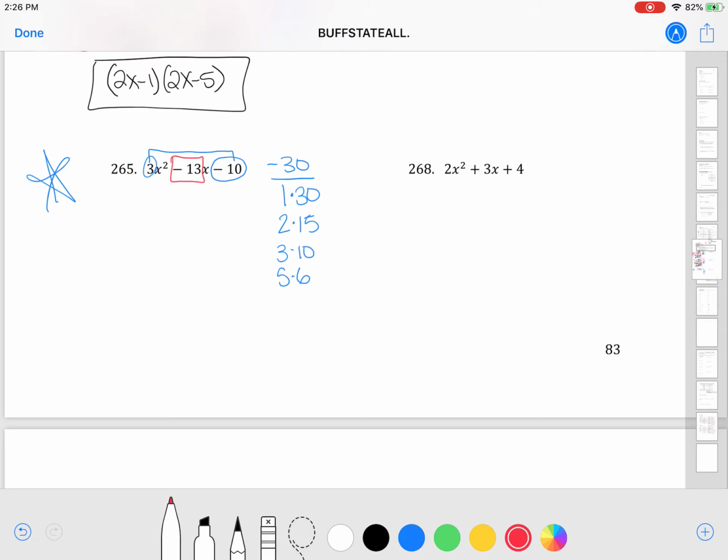So take a second to try and pick the pair that works. Don't move on, just take a second to try and figure it out. This one's definitely a tricky example.